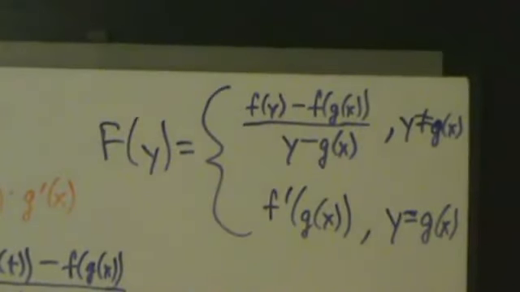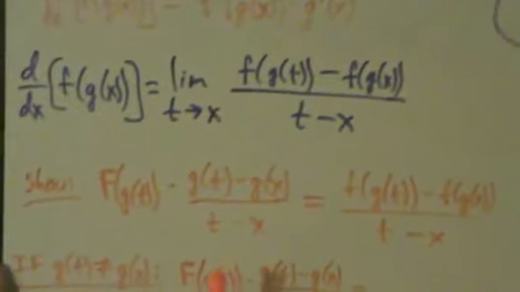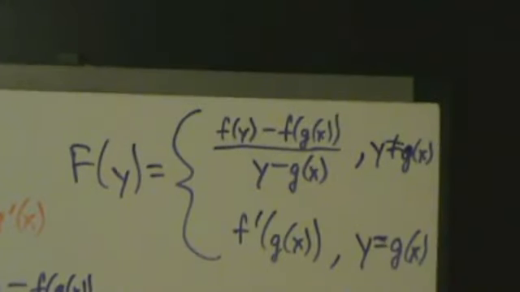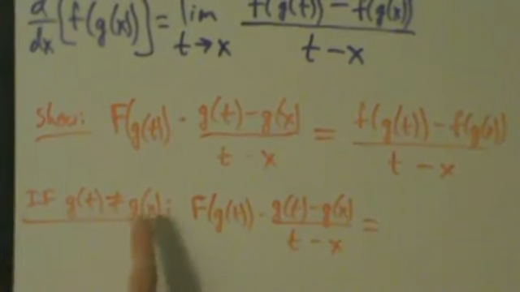All right. So it's just like, if we have a function f of x equals x squared, and we plug in 2 for x, we want to find f of 2. It's the exact same idea. Here's f of y equals a big old mess here, and what we want to do is find f of g of t. Just plug in g of t for y. And we know we're on this piece because we're assuming that g of t does not equal g of x.